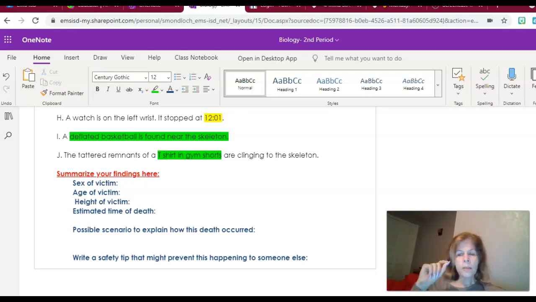So the fact that the watch stopped at 12:01 doesn't necessarily mean they died at 12:01 because the watch battery could have died. It depends on what type of watch it is. So sometimes you have to be careful with the watch clue. Because, like in this example, the body's been there and the watch would have died naturally. So it wouldn't be naturally a time of death. And possible scenario how the death occurred.